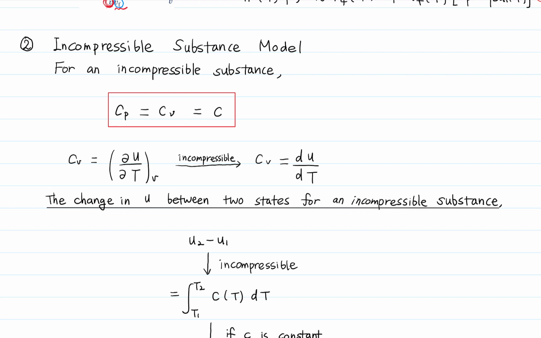Cv is defined as du over dT when the volume is held constant. For incompressible substances, the volume change is negligibly small, or the internal energy u is independent of specific volume. So Cv can be defined as du over dT, and the partial differential is replaced by the ordinary differential. So u is only a function of temperature T.